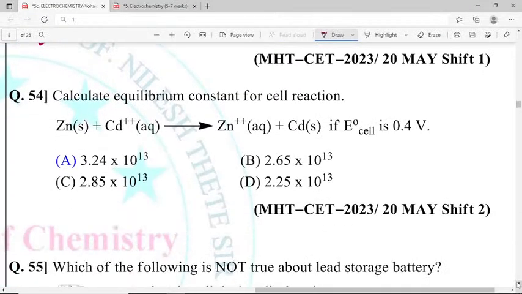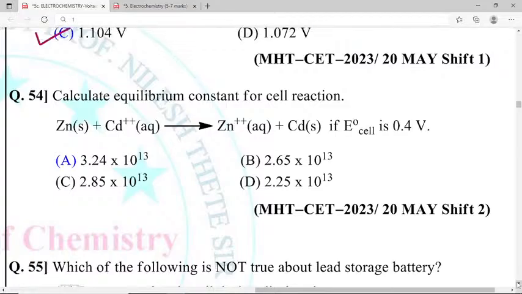Next, calculate equilibrium constant for the same reaction. Again the same question here. E naught cell is equal to 0.0592 divided by n. n how much? This is the zinc to Zn 2+, 2 electron. Multiply by log to the base 10 of the K.